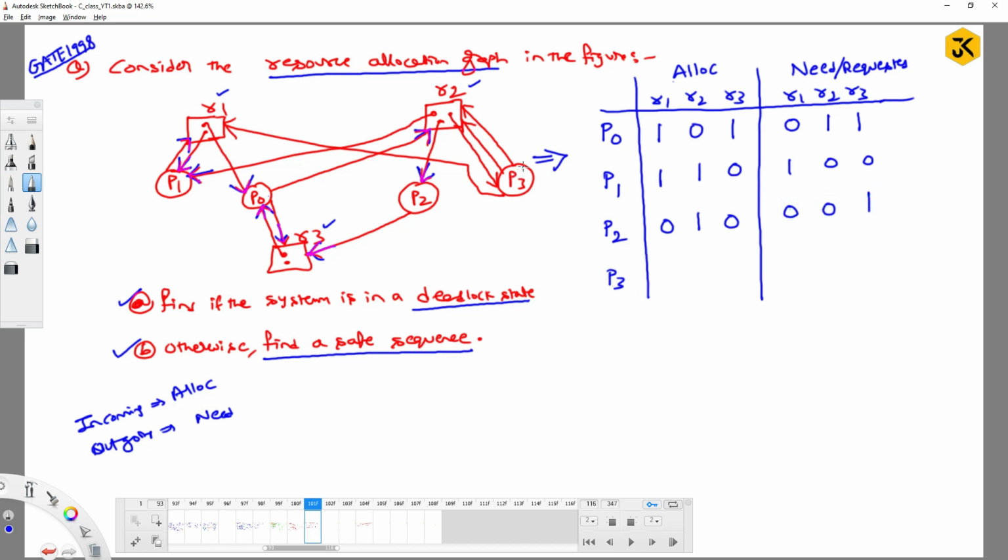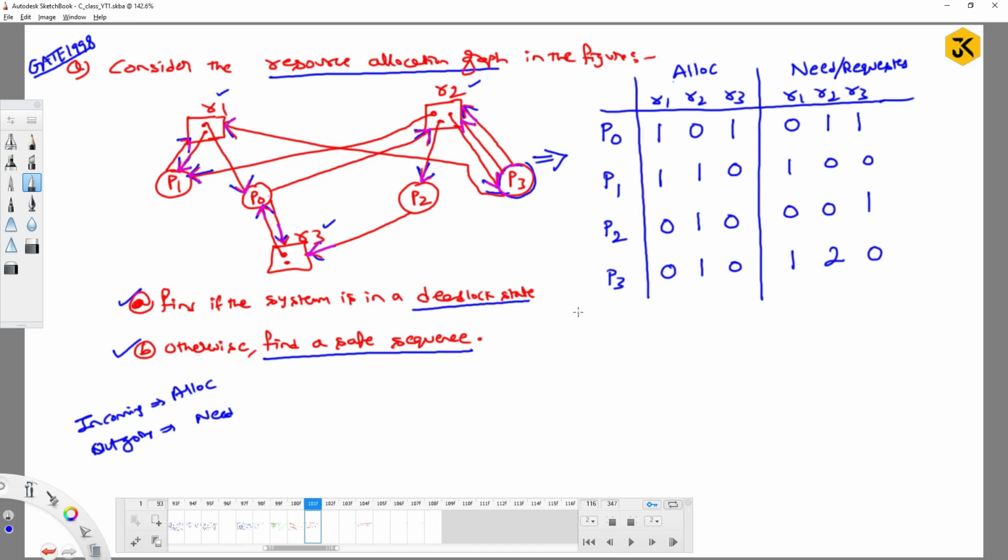Similarly for P3, what are the incoming edges? Only R2. So I can make this as 1 and the remaining two are 0 0. And what are the outgoing edges? Outgoing edges are for R1. How many outgoing edges are there? 1. And for R2, any outgoing edges? Yes. How many? 2 outgoing edges are there. So I can make this as 2. And for R3, nothing, so I can make it 0. Good.